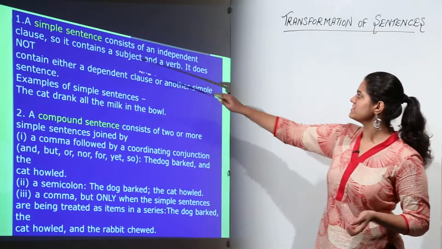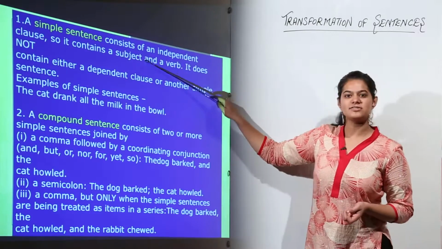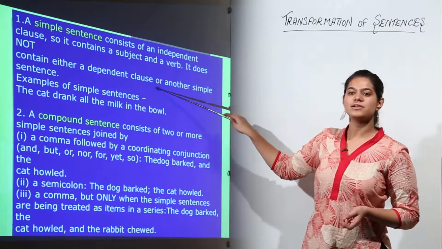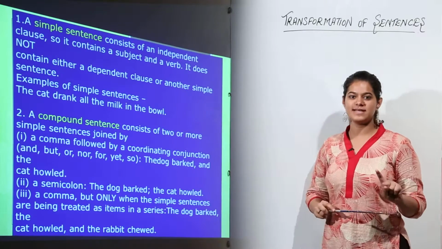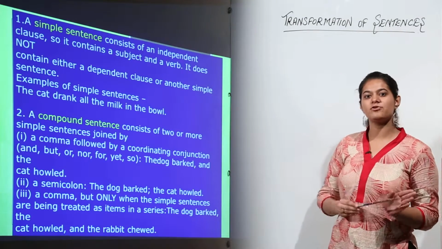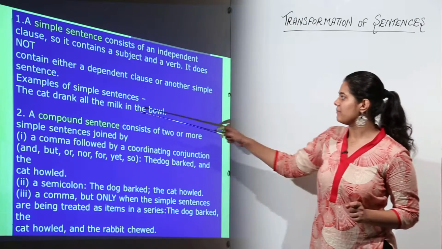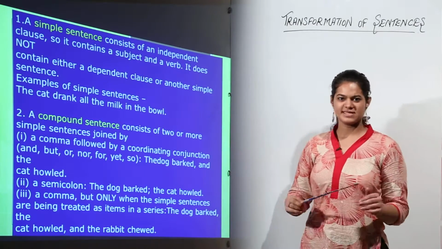So firstly, we have a simple sentence, which has an independent clause and contains a subject and a verb, okay, and it does not have any dependent clause or any other simple sentence, right? It's just one independent clause with one subject and a verb, and no dependent form or another sentence which depends on it. So an example is, the cat drank all the milk in the bowl. This is a simple sentence.